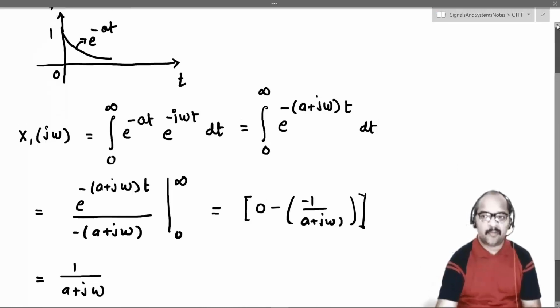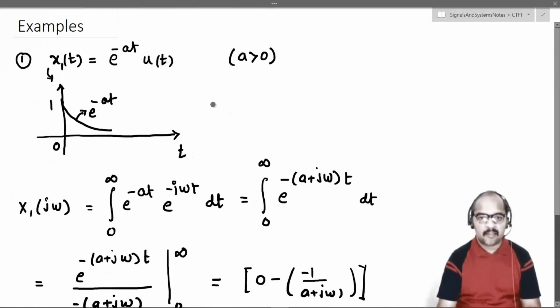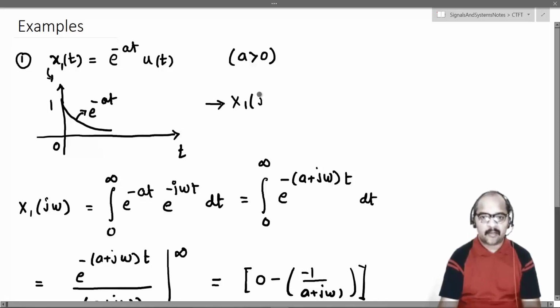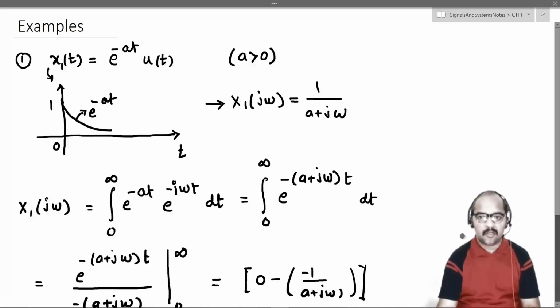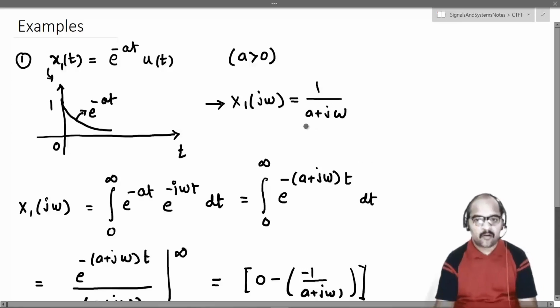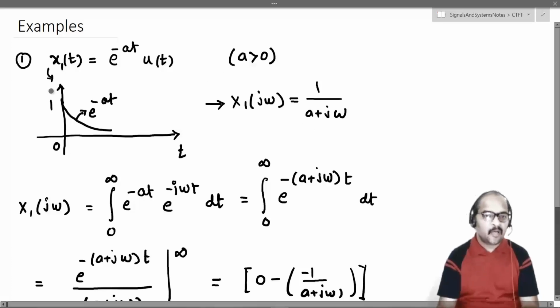Okay, so let me write down. So this signal will have what as Fourier transform? x1 of j omega, which is equal to 1 by a plus j omega. Okay, note that we are not saying anything about a. a can be real, a can be complex, but for understanding purposes, to plot the signal, I took a to be a real number, and that should be greater than 0. Okay, what happens if a is complex? That we will see with an example.